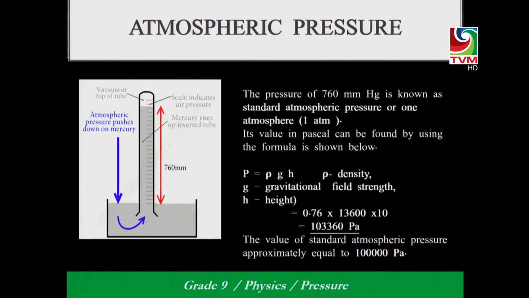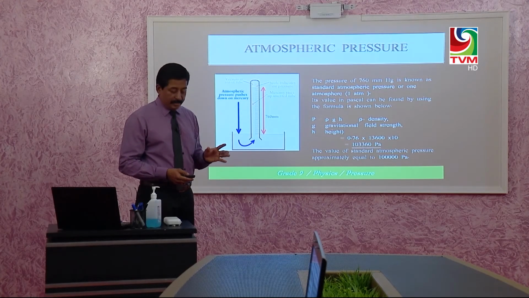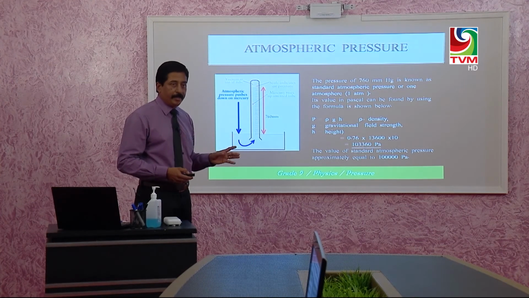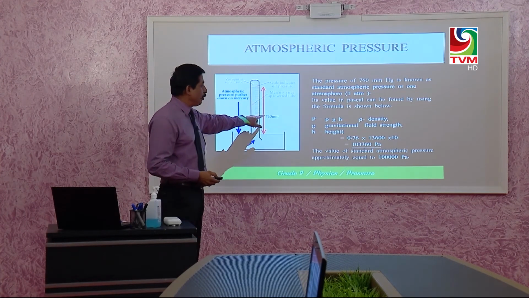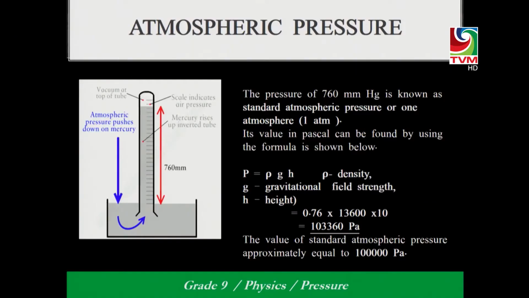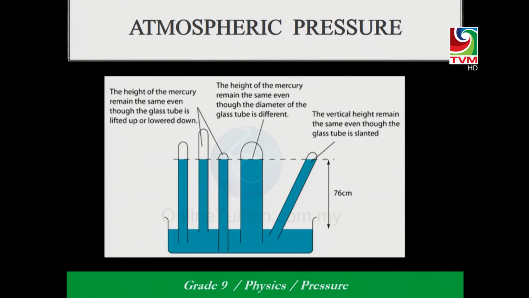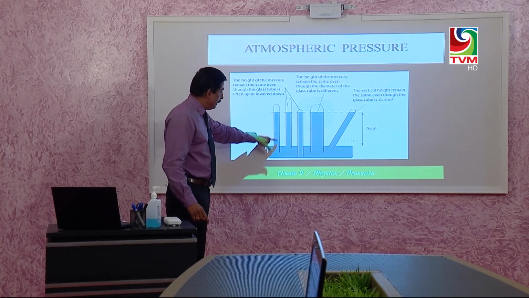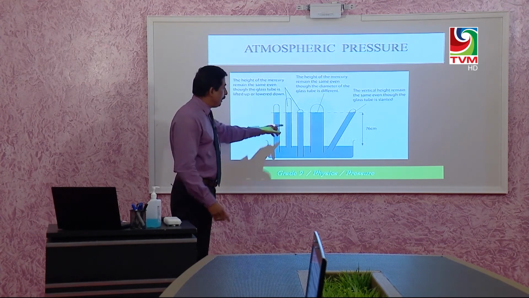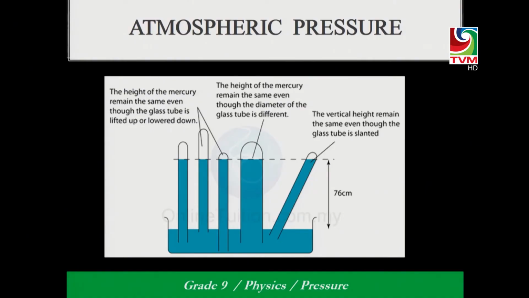So, this is the way to convert millimeter of mercury to Pascal. Here you need to remember the SI unit. So, the millimeter you need to convert to meter, and then the density, if it is given in kilogram per meter cube, there is no need of changing. The next one, the atmospheric pressure: the difference in height, this height from the surface to the top, does not depend upon the width of the tube. Whether you use a wide tube or a narrow tube, it won't change. The height of the mercury remains the same even though the diameter of the glass tube is different.